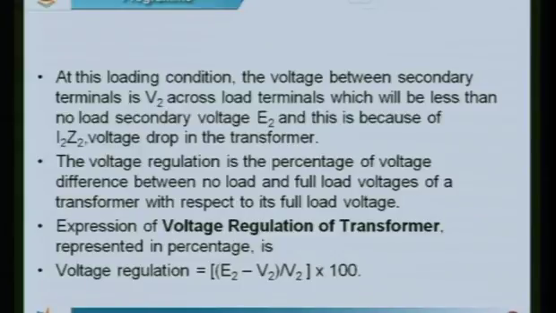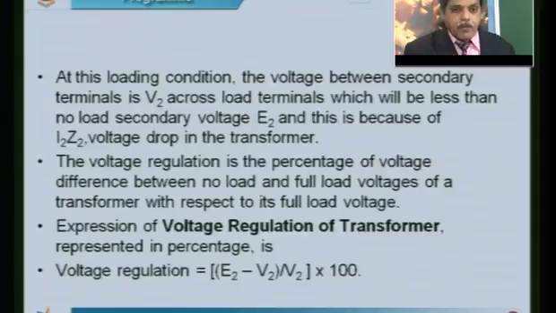The exact definition for voltage regulation is like this: the rise in the terminal voltage from full load to no load, when the full load at a specified power factor is suddenly thrown off, keeping the primary voltage constant. So, this is the exact definition for the regulation of a transformer.